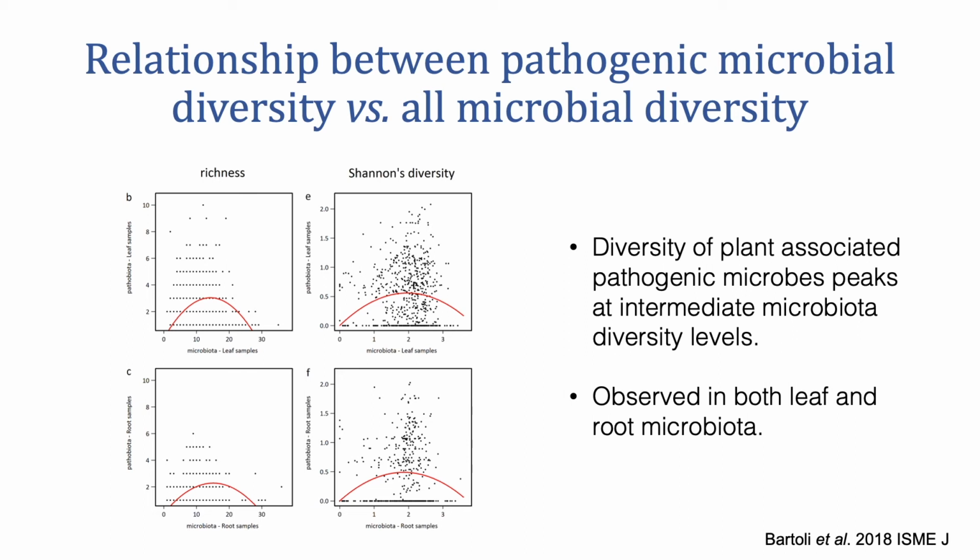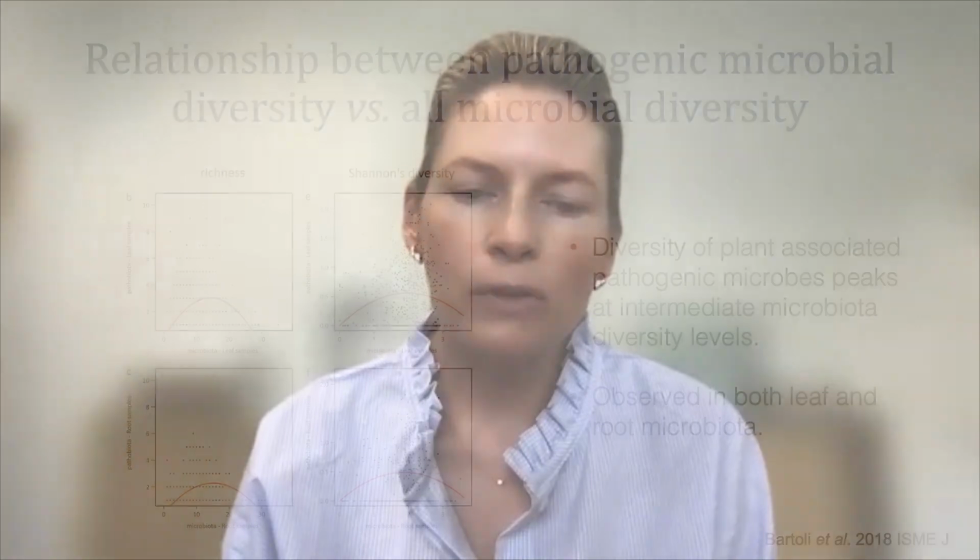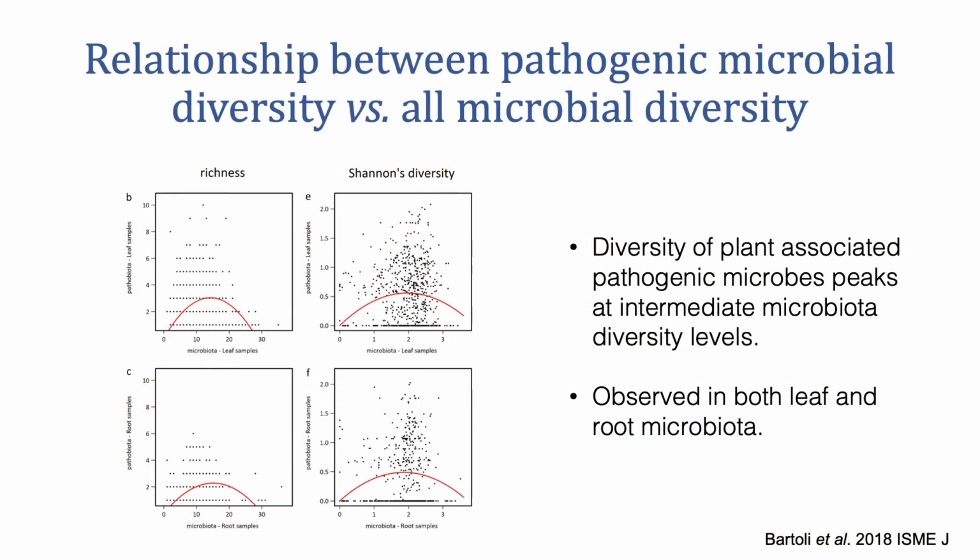Well, what about the role of all microbial diversity? What's the relationship between pathogenic microbial diversity versus all of the microbial diversity that we have in communities? A few years ago, Bartoli et al. analyzed the microbial communities associated with the plant Arabidopsis thaliana. And what they discovered was that the diversity of pathogenic microbes peaked at intermediate levels of overall microbial diversity. But importantly, as the overall microbial diversity started to increase, the diversity of pathogenic microbes started to decrease. So we really see this hump-shaped distribution in the relationship between the two. And this trend was observed both for the microbiota observed above ground on the leaves and below ground in the root microbiota.